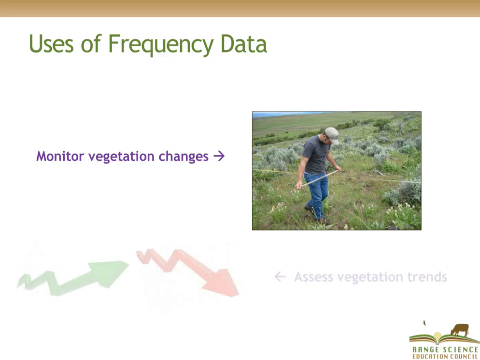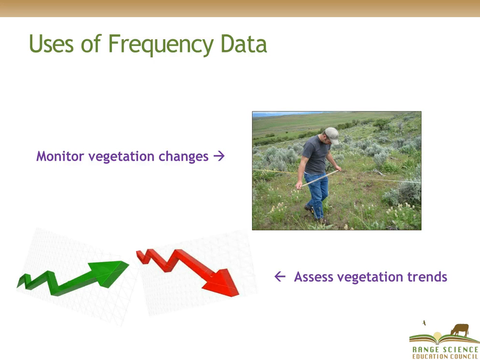Frequency data are used commonly to monitor vegetation changes. It is very sensitive to changes in the distribution of plants as well as the number of plants. And we often use frequency to assess vegetation trends because it can be used to compare vegetation changes at one site over time, or to compare two different sites that support similar types of vegetation.